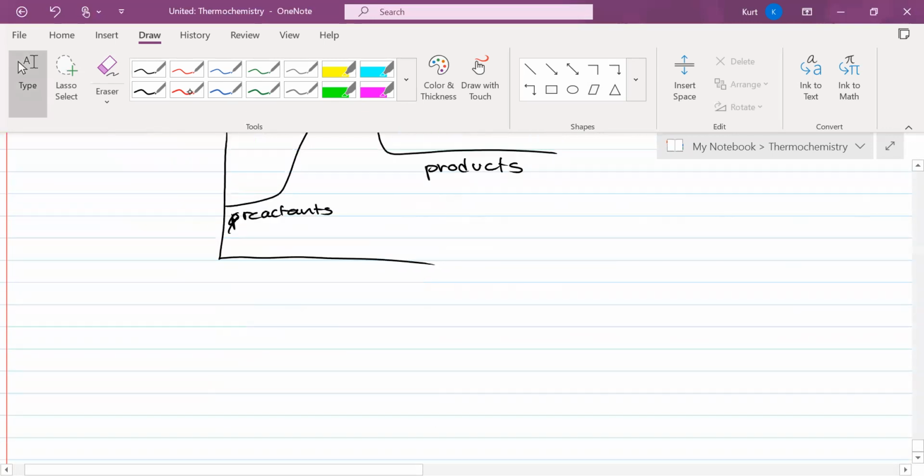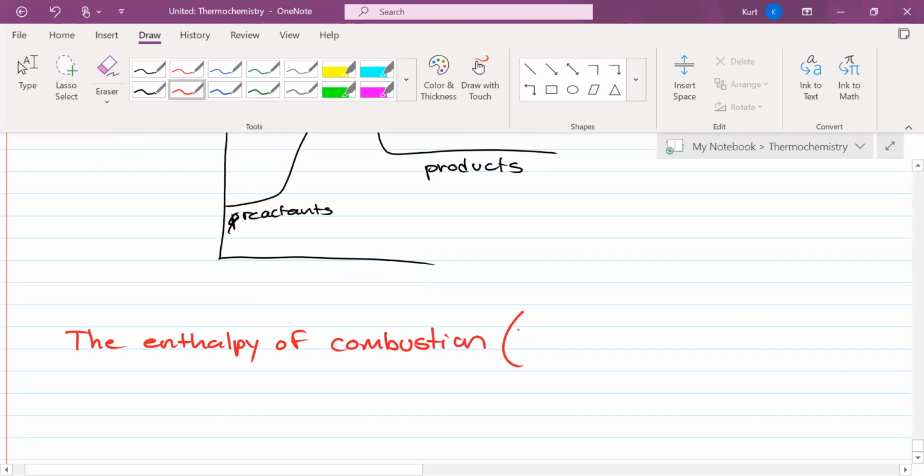Let's get to another vocab term, shall we? We're going to talk about different types of chemical reactions. Just when we did Unit 8, you learned that there were synthesis reactions, decomposition reactions, single replacement, double replacement, and combustion. Well, there's different types of thermochemical equations too. And the first one is going to be combustion, what we actually call the enthalpy of combustion. The symbol is going to be delta H with the subscript COMB.